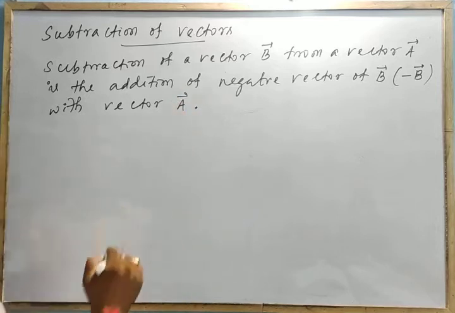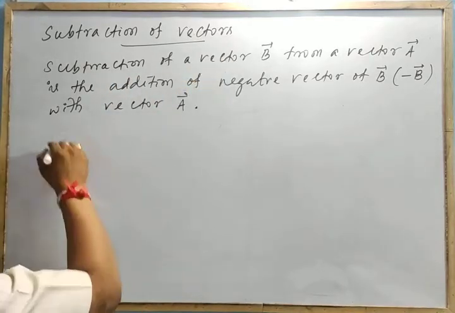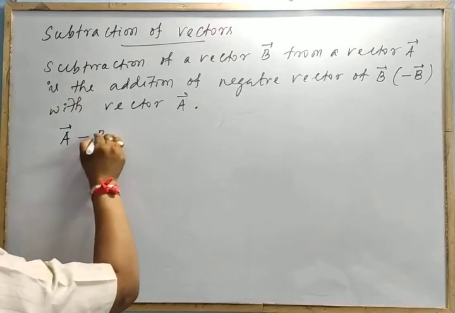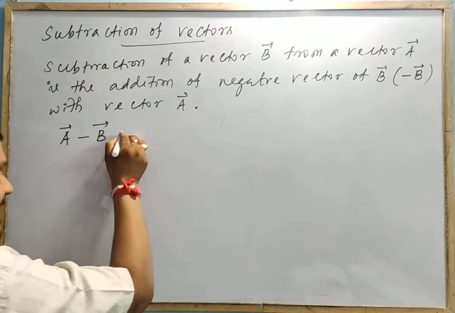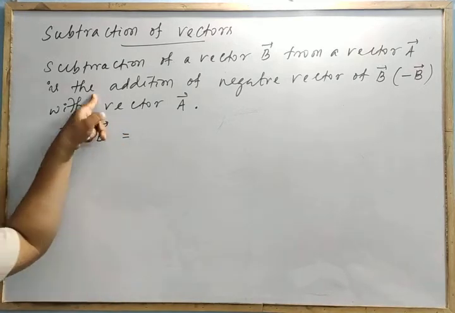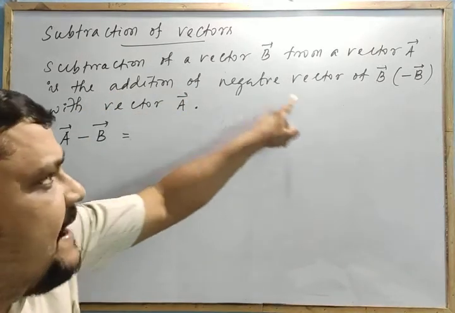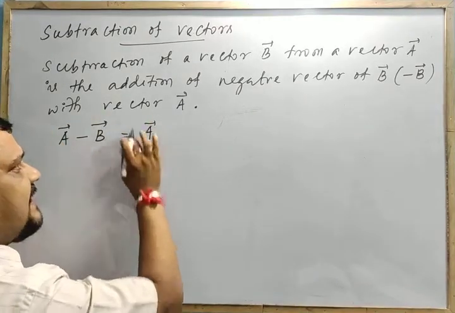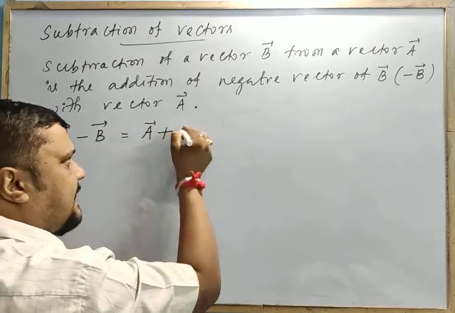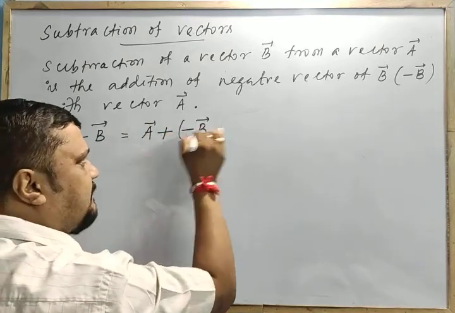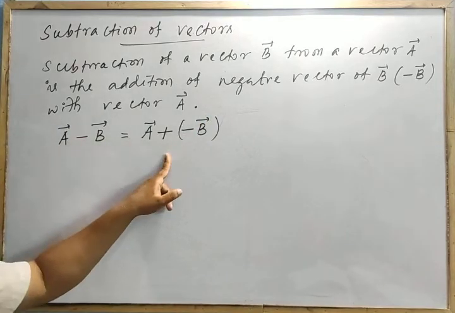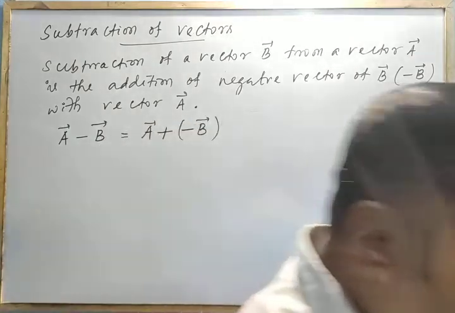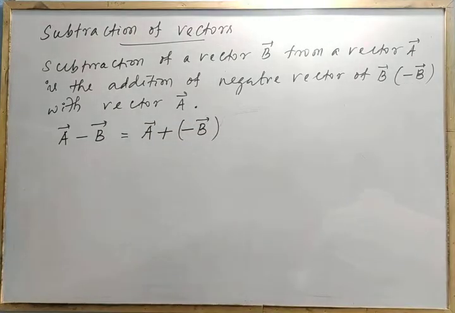What have I written here? Subtraction of a vector B from a vector A. From A, subtract B. A minus B is equal to the addition of the negative vector of B with vector A. Both are the same: plus and minus, minus. Let us prove that graphically.